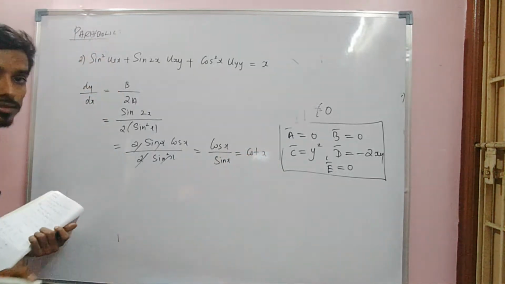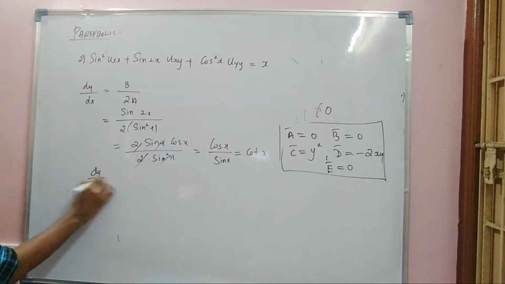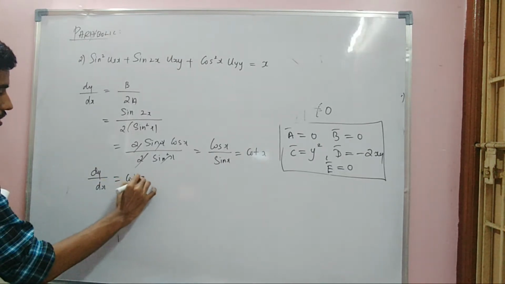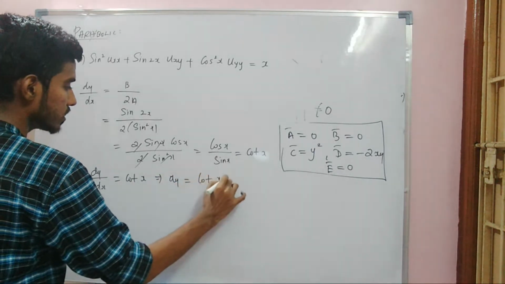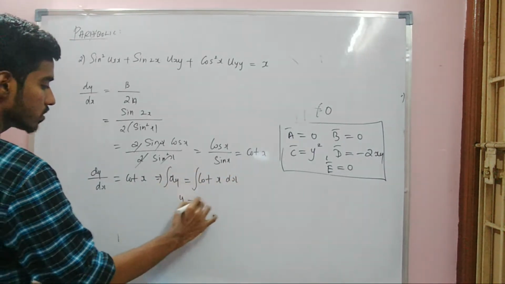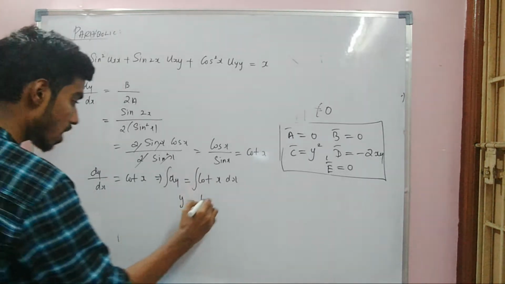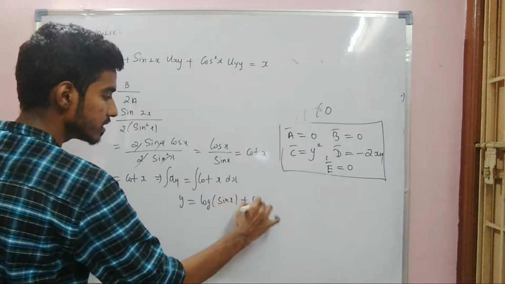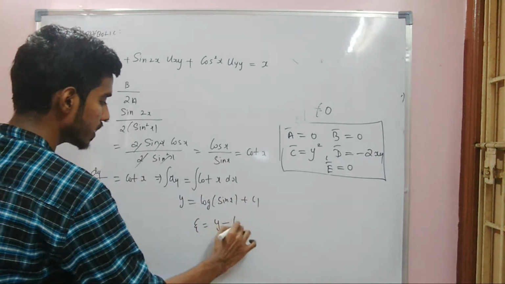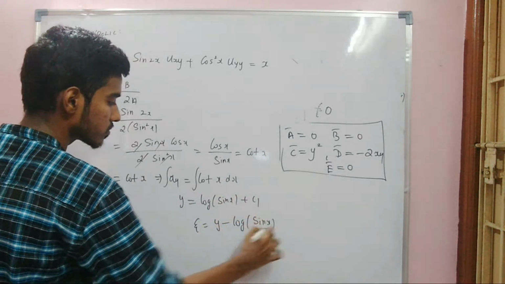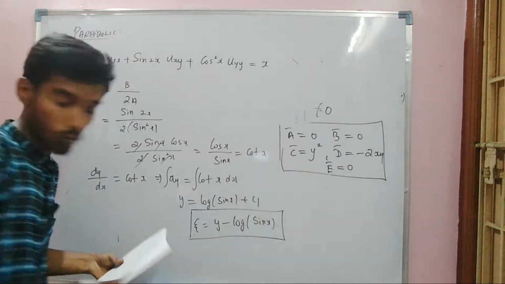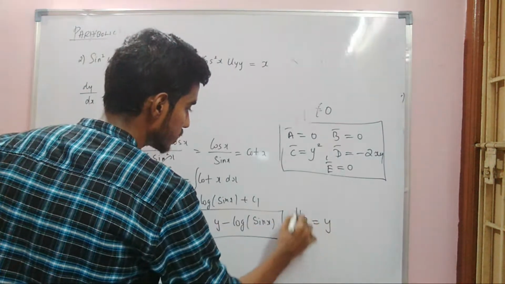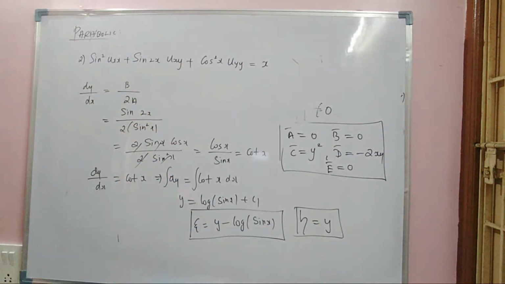We know the integral of cot x is log sin x. So we have dy by dx is equal to cot x, which means dy is equal to cot x dx, so y is equal to log sin x plus c1. Therefore our theta is y minus log sin x. This is our theta. Now you can choose eta to be equal to y. Eta is y.